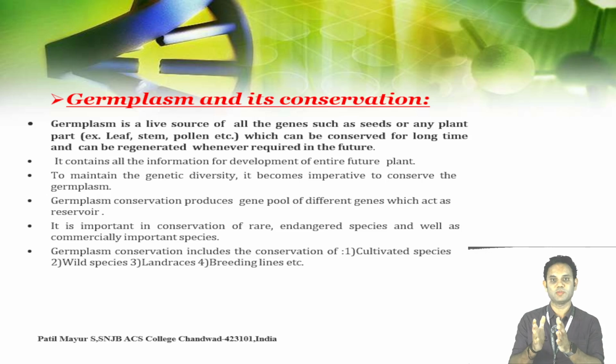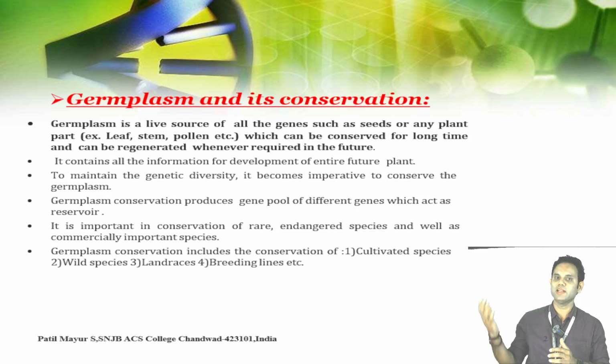It is also important in the conservation of rare, endangered species as well as commercially important species. According to the Red Data Book, species can be classified as rare, threatened, endangered and critically endangered, and finally they become extinct. We have to conserve those in the critically endangered, endangered or threatened state, because once a species gets extinct, there is no means by which we can bring it back. So germplasm conservation today is a very important aspect.